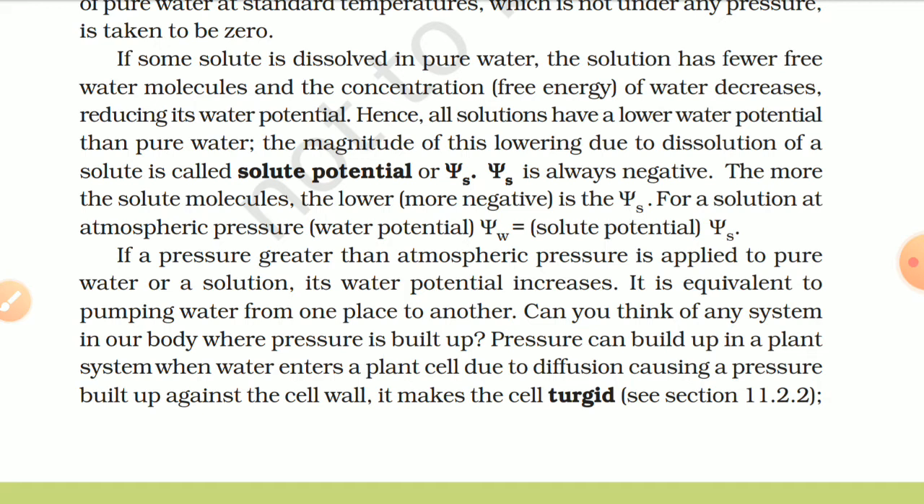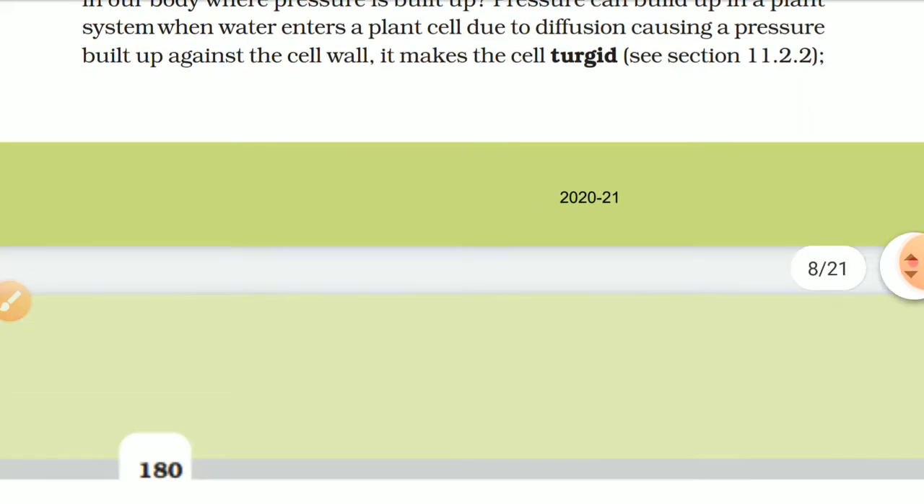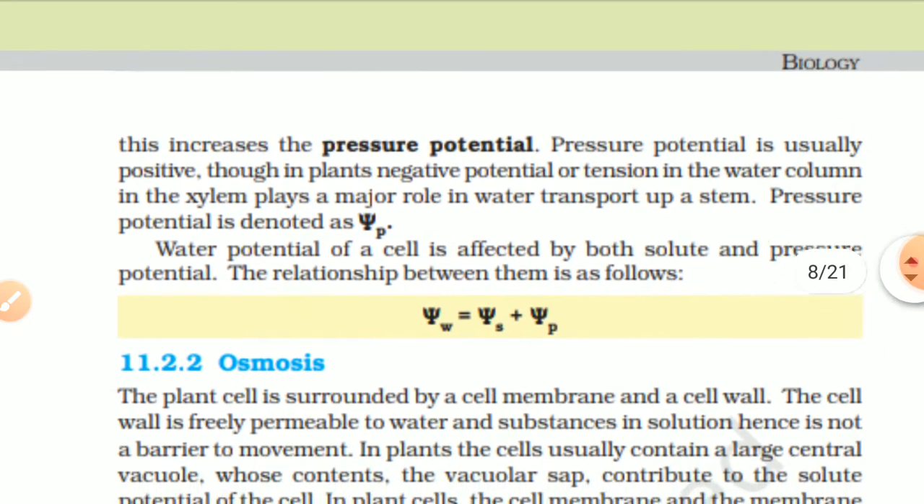Can you think of any system in our body where pressure is built up? Pressure can build up in a plant system when water enters a plant cell due to diffusion, causing a pressure build up against the cell wall. It makes the cell turgid. See section 11.2.2. This increases the pressure potential.